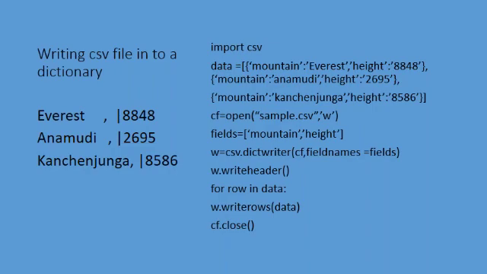Data is a variable which contains the data: mountain Everest, and height 8848. Similarly, next mountain Anamudi, height 2695. Next mountain Kanchenjunga, and height 8586. So this is the data I have given. It is stored in the variable data. Next, CF is equal to open sample.csv in write mode. The open function will open a new file sample.csv in write mode, which is stored in CF.